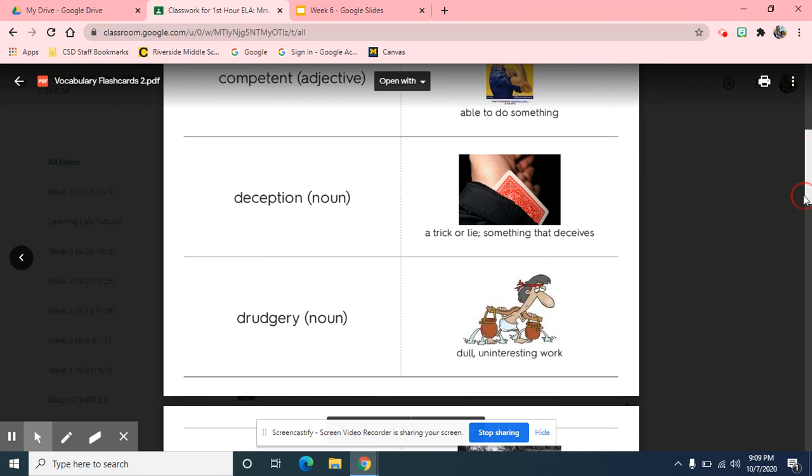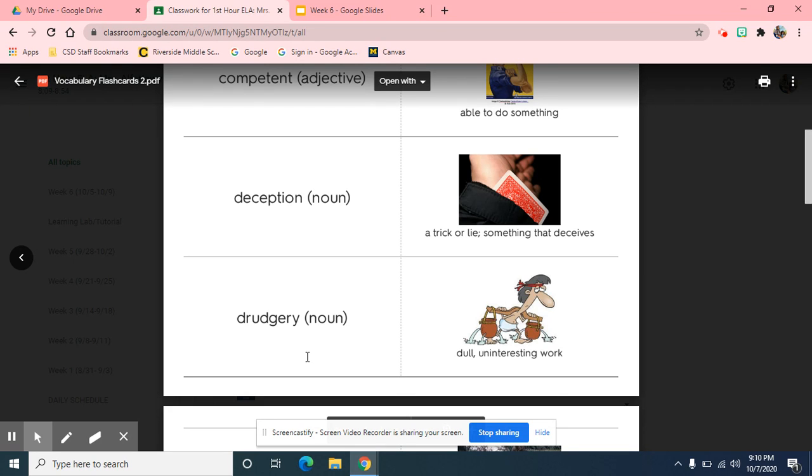The next word is deception. Deception is a noun. It's a trick or lie, something that deceives. A scarecrow is a deception that makes crows think a person is in the field. If you've seen people place scarecrows in their gardens to scare crows from eating their plants and vegetables, that is called deception.